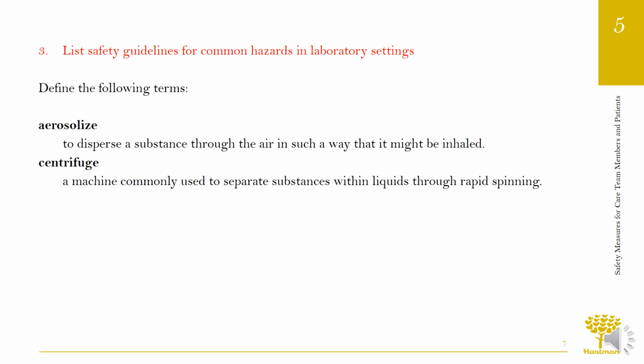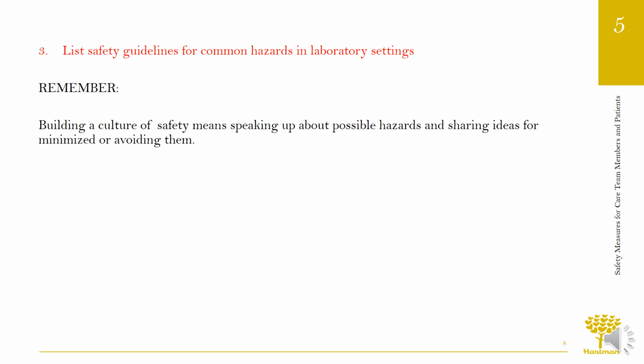Two terms you should be familiar with before continuing in this chapter are aerosolized and centrifuge. The term aerosolized refers to dispersing a substance through the air in such a way in which it might be inhaled. A common way that might be happening is if a centrifuge machine is improperly secured. A centrifuge is a machine commonly used to separate substances within liquids through rapid spinning, most commonly for our purposes, components of blood.